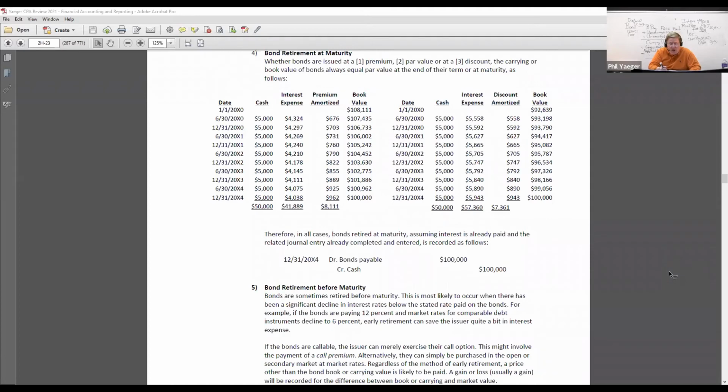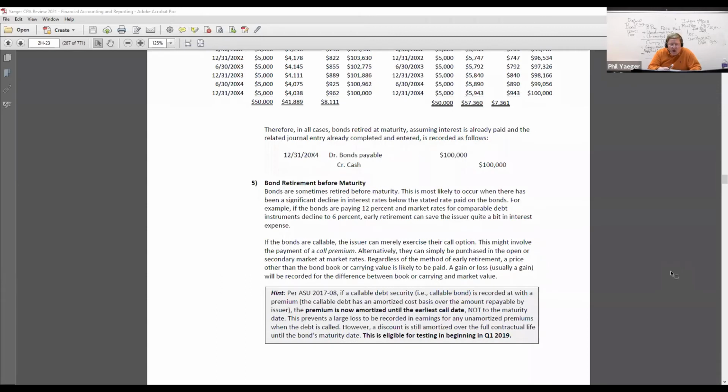Do you see that? Now it says here, if bonds are callable, the issuer can merely exercise their call option. This might involve the payment of a call premium. Alternatively, they can simply be purchased in the open or secondary market at market rates. Regardless of the method of early retirement, a price other than the bond book or carrying value is likely to be paid. And it says here, a gain or loss, usually a gain, will be recorded for the difference between the book carrying value and the market value.